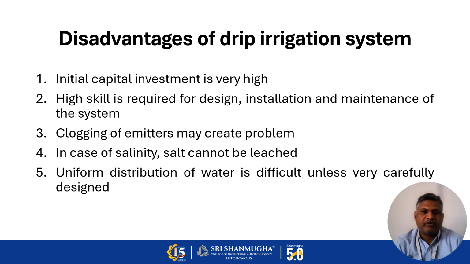If there are advantages, there will be disadvantages. So here are some of the disadvantages of drip irrigation system. Initial capital investment is very high, since the total length of the lateral is very high.